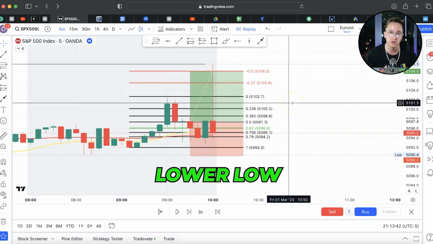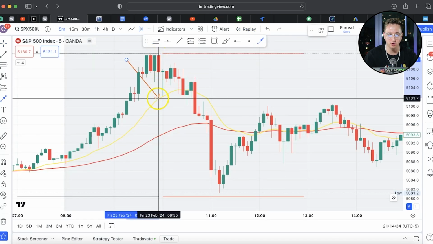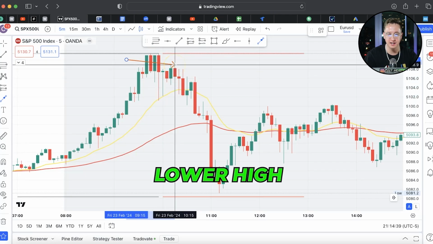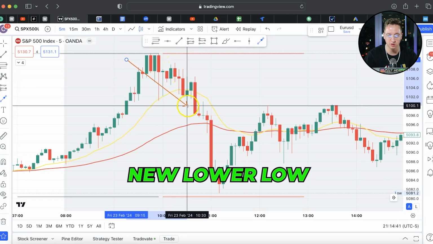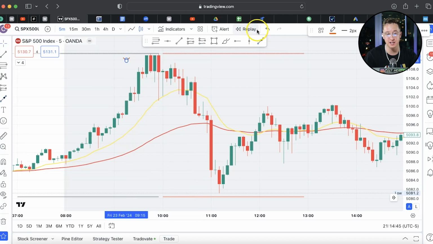Now let's go look at a lower low and a lower high. Here we have a high, price forms a lower low, then we have a lower high right here, and then price forms a new lower low and then a lower high. So now let's see how this setup would look.